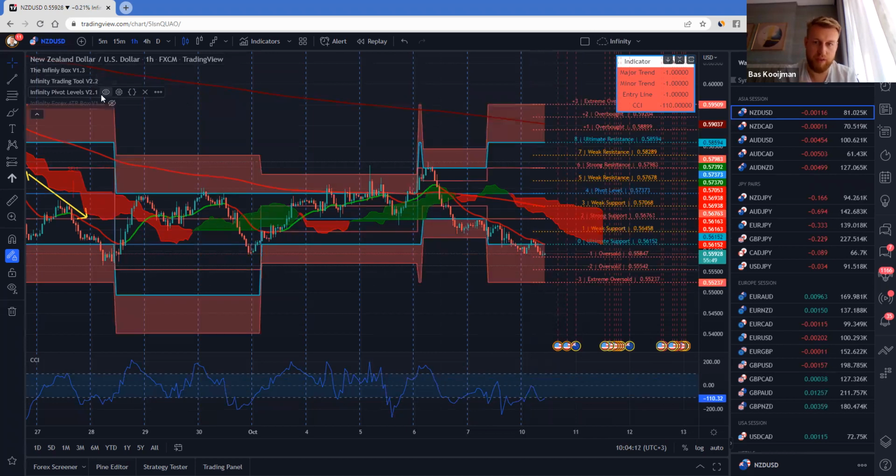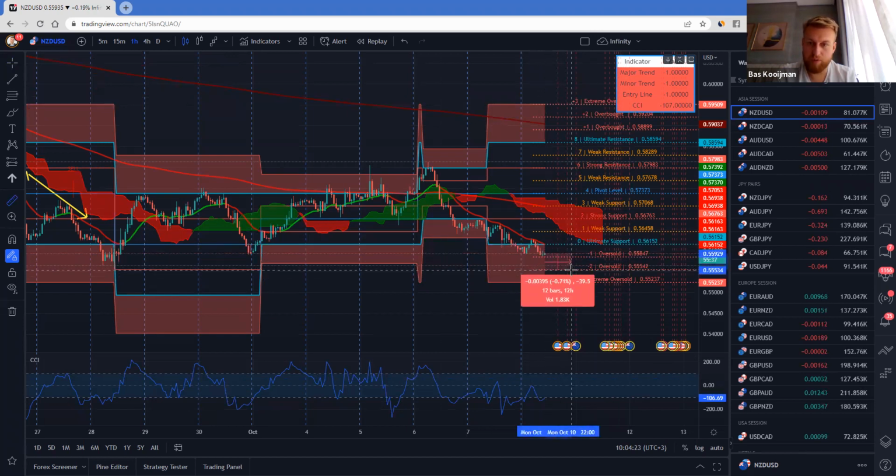Now, how much further we can see with the pivot levels, and they have not opened up yet. So there's no space yet. -2 should be the next ultimate support level. So there is a chance of this dropping another 40 pips today.